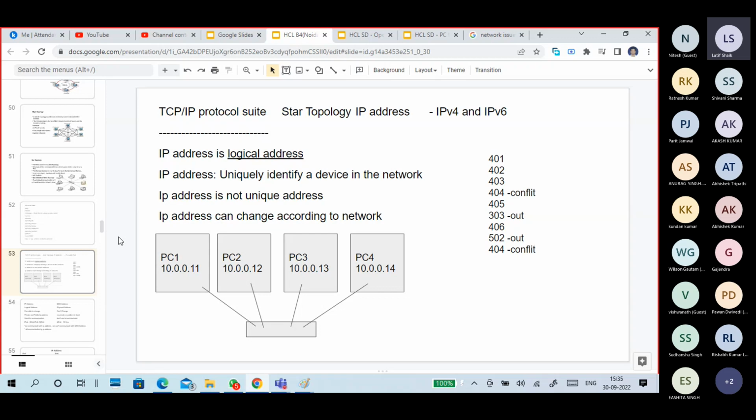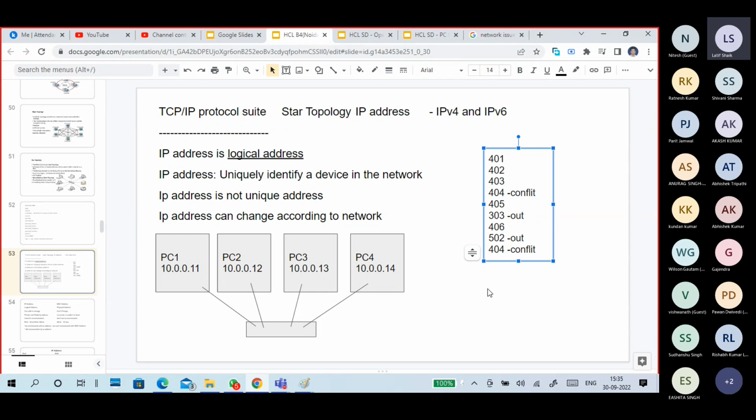Okay. So when conflicted, for example, you can see 404 and 404 are in conflict. So what happened? These two devices cannot communicate with other devices, or other devices cannot communicate with these two devices, and these two devices cannot communicate with each other either. Because there is a confusion there, that is called a conflict.